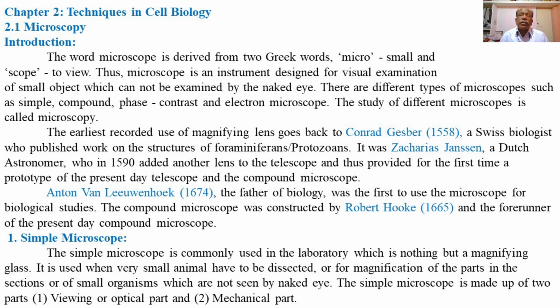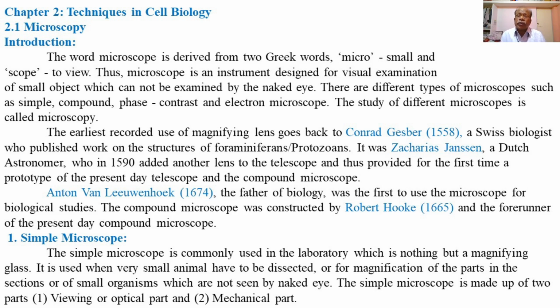So first we will explain the simple microscope. A simple microscope is commonly used in the laboratory, which is nothing but a magnifying glass or a magnifying lens. It is used when very small animals have to be dissected or for the magnification of parts in sections or of small organisms which are not seen by the naked eye.